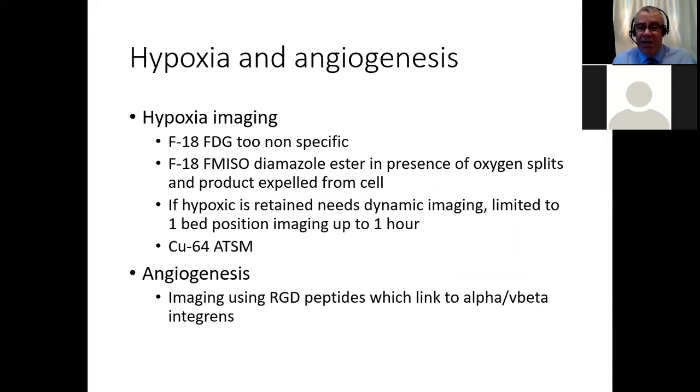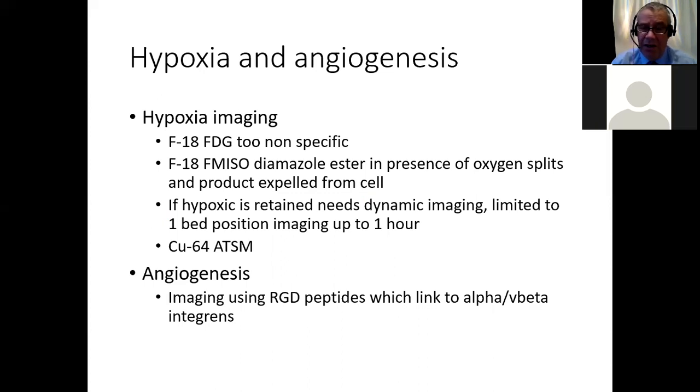So can we image this? Well, the problem with FDG is, yes, you do get uptake in hypoxic tissue, but you may also get uptake in metabolic tissue, so it's a bit non-specific. So we use a different tracer called FMISO, which is a nitroimidazole. Where there's enough oxygen, this splits open and the products are expelled from the cell, so they wash out very quickly.